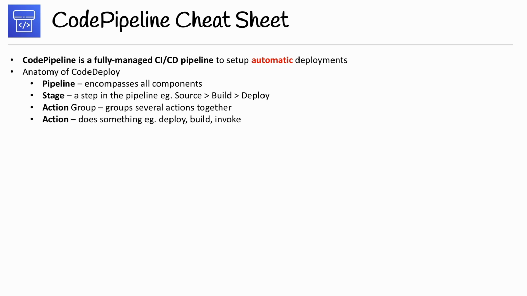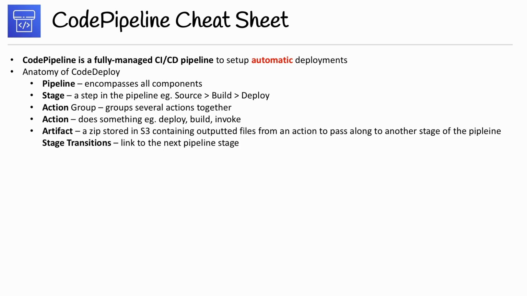Then you have actions. So this is when CodePipeline does something. It could do a deploy, it could build, it could invoke. So here it could invoke a Lambda. It could run a CloudFormation template. There's a lot of things here, but the details for that is not important for the exam.